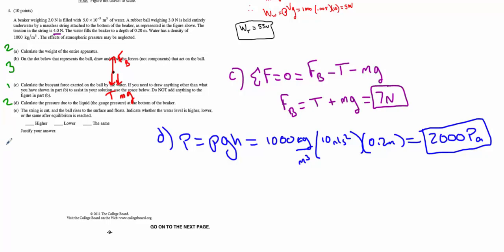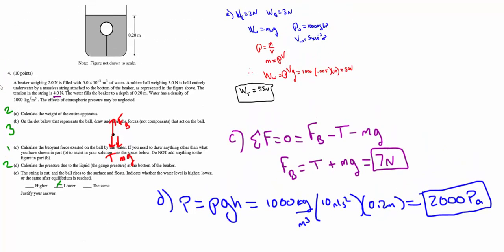E, the string is cut, the ball rises to the surface. We want to know what happens to the water level. Well, a lot of people think it's the same because the amount of water isn't changing, but it's not true. The water will lower. The reason it's lowering is because it's no longer being displaced by the ball.